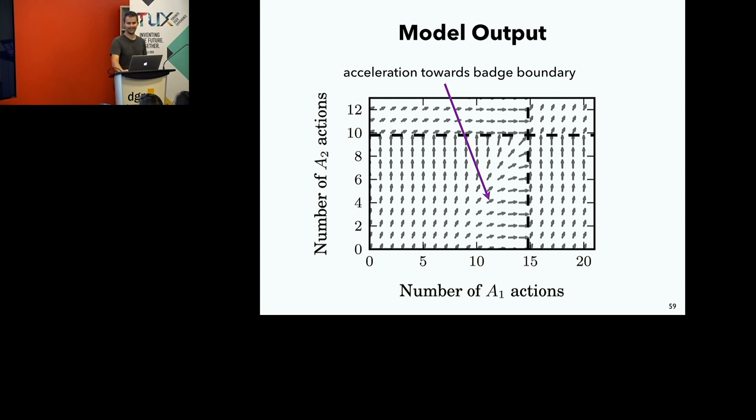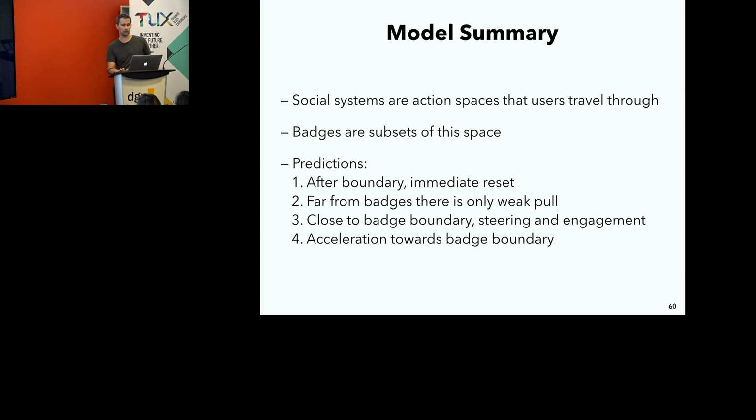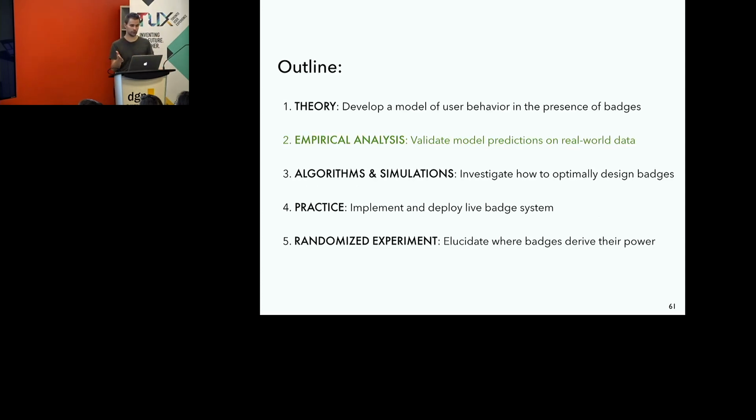Okay. So just to summarize this model, right? This is a very simplified model of the world. The ingredients of the model were that social systems are basically captured with this action space idea, and users travel through the action spaces as they take actions on site. Badges then become simply subsets of the space, and our model makes 4 main predictions that I just walked through. Okay, so to address this question, how do we validate this model?